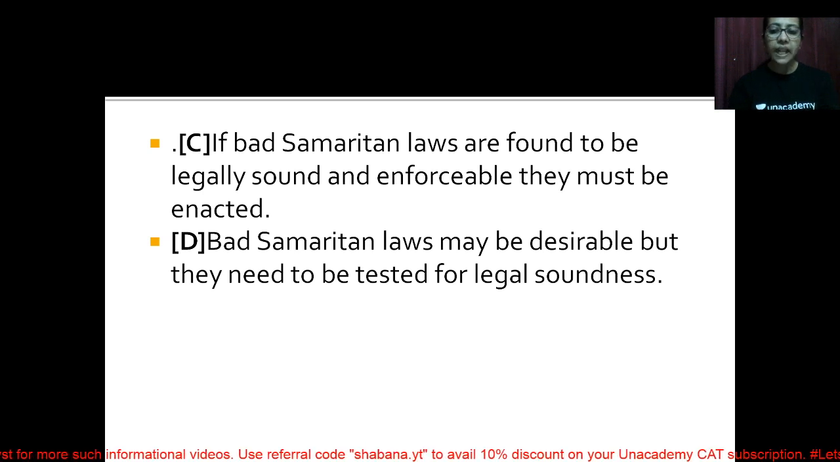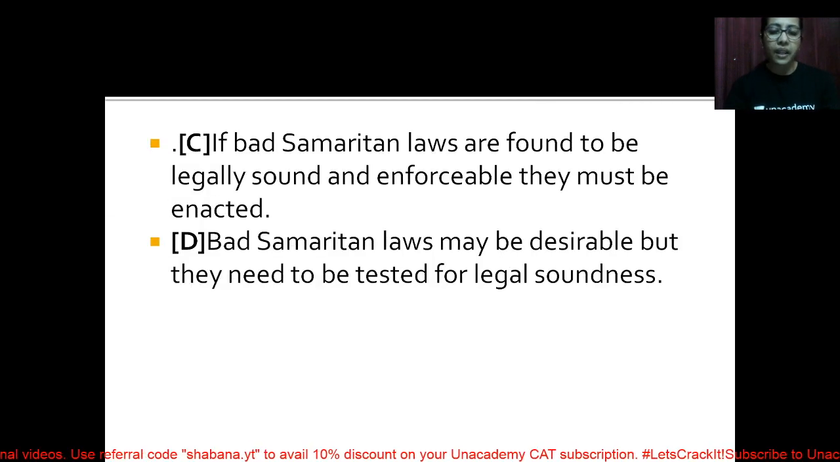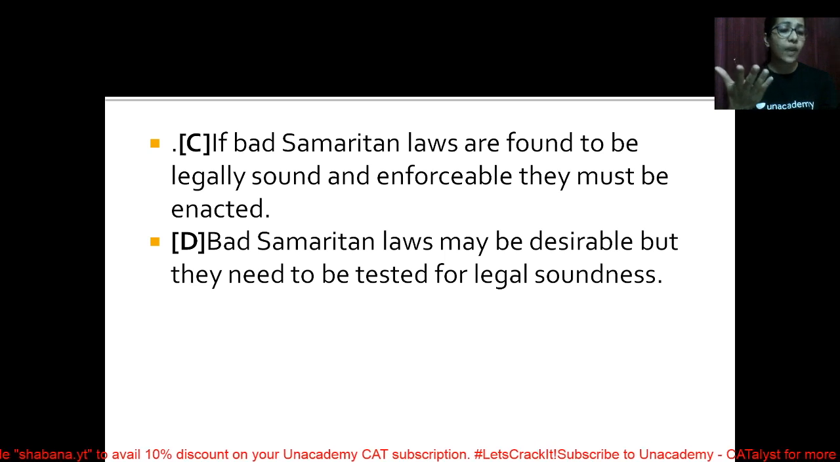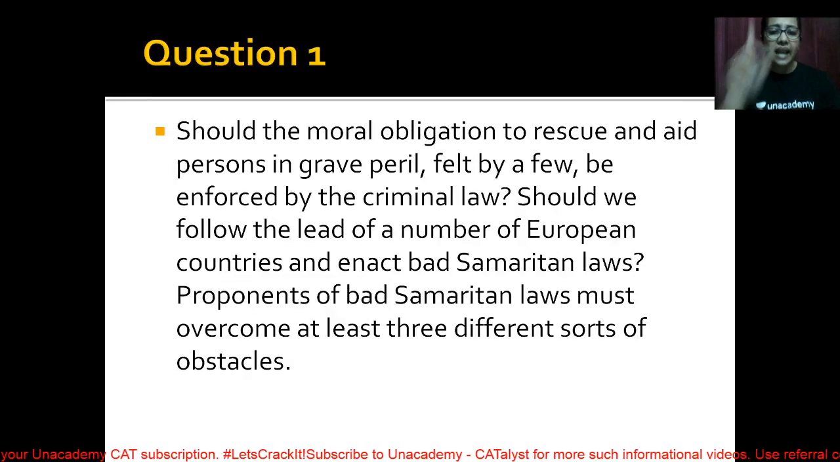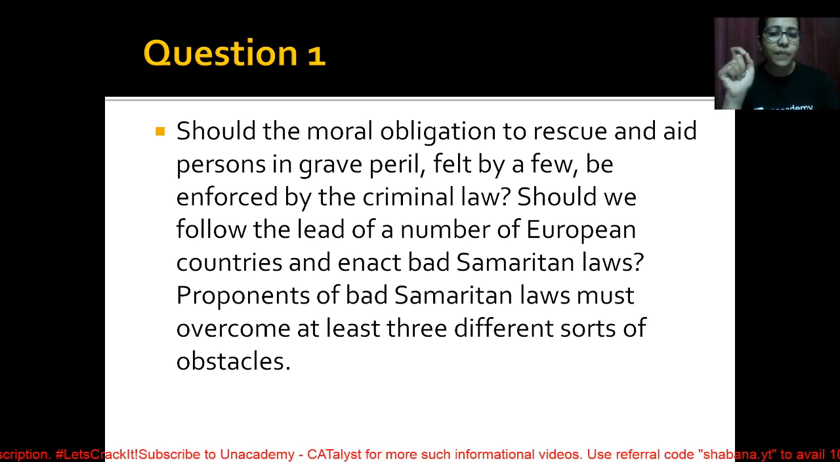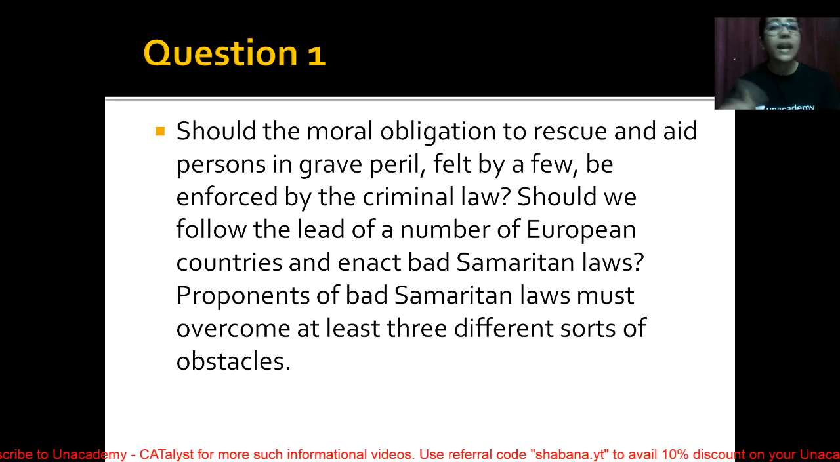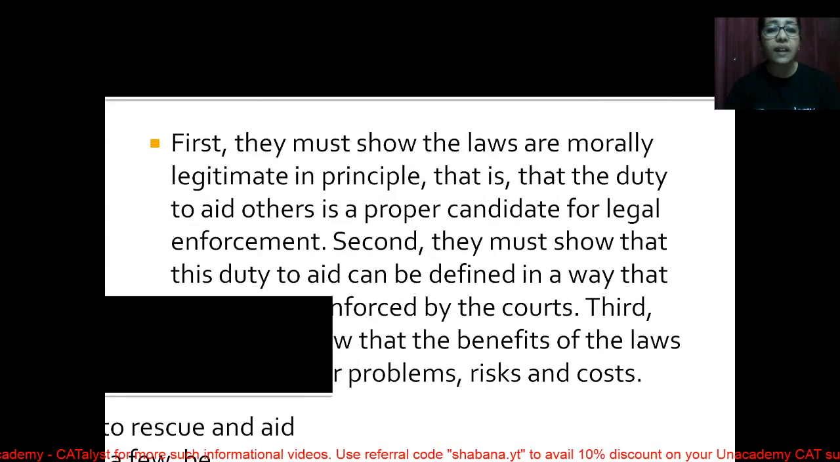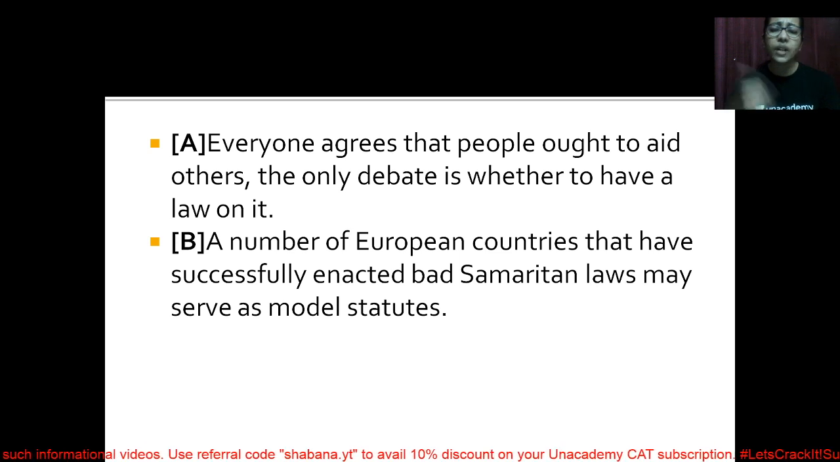Yes, guys. Let's take a look at the answer, please. The answer is indeed D. I'll tell you why. Because D says it may be desirable, but they need to be tested. Most of you got the answer. D is the answer. See, they need to be tested for legal soundness. The crux, the most important point, is at the end of the slide up there: proponents must overcome at least three different sorts of obstacles. That is, okay, they are desirable, we want them, but they still have to meet these conditions, right? As for the three obstacles, we didn't read them, and we don't need to. Now A says everyone agrees, the only debate is whether to have a law on it.